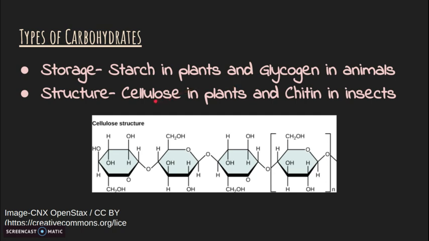And for structure, they have cellulose and chitin. In plants, cellulose makes up the cell wall, which makes plants so rigid and helps them stand up, such as the stems of a flower or the big trunks of a tree. Chitin is in insects. Many insects will have it on their outer bodies, and it's also very solid. It's used as structure.